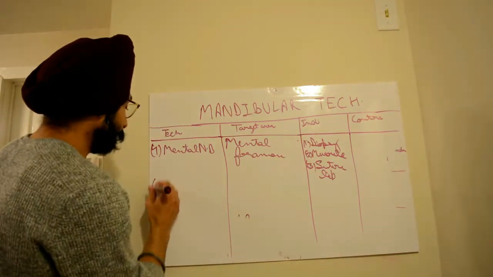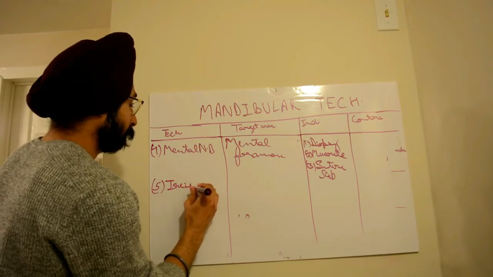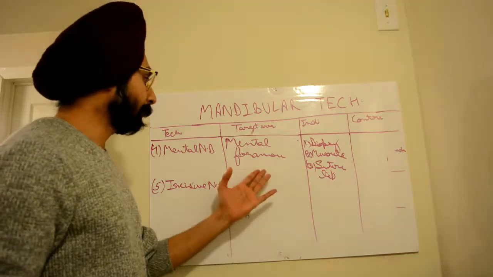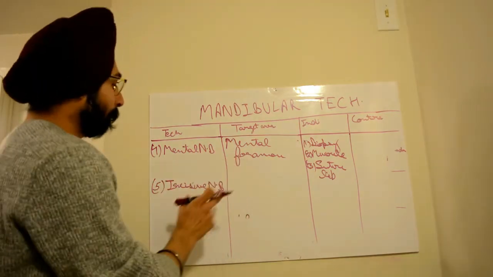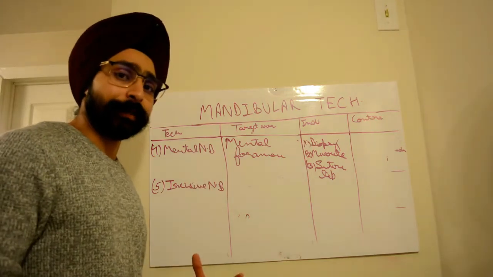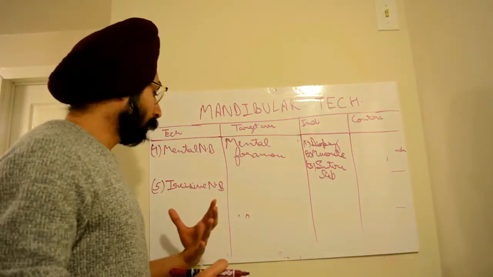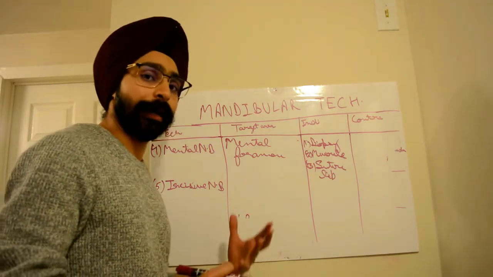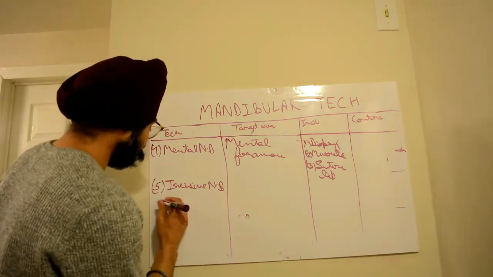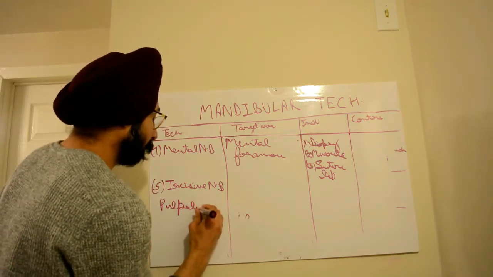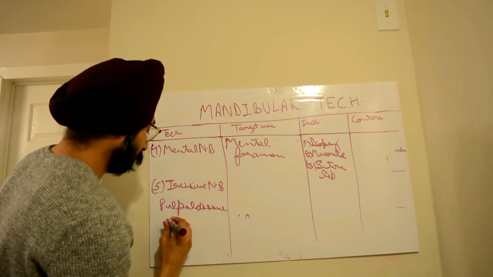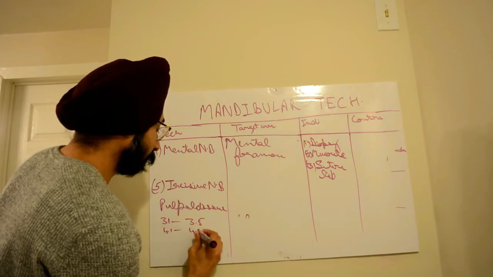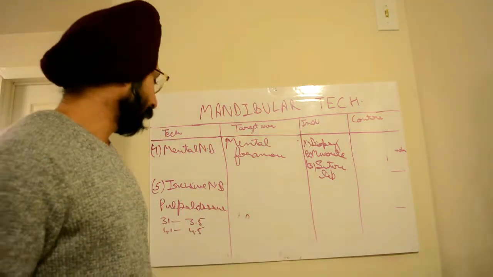The next technique is incisive nerve block. The area of injection is the same as that of mental nerve block, but incisive nerve block anesthetizes the pulpal tissue of the central incisor, lateral incisor, canine, first premolar and second premolar. Pulpal tissue from 3-1 to 3-5 or from 4-1 to 4-5.